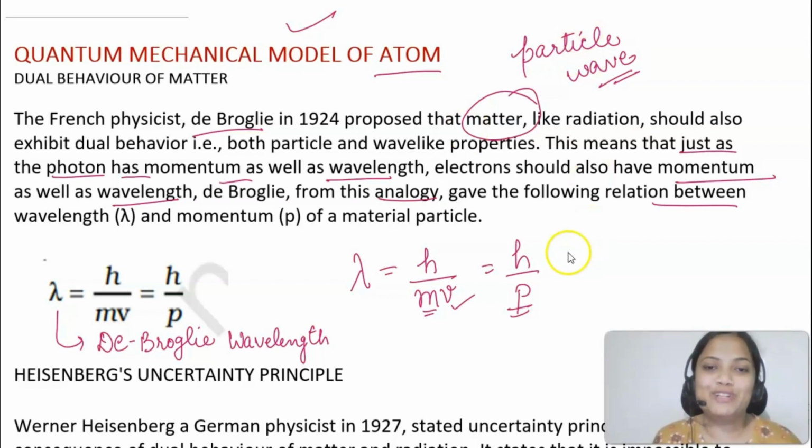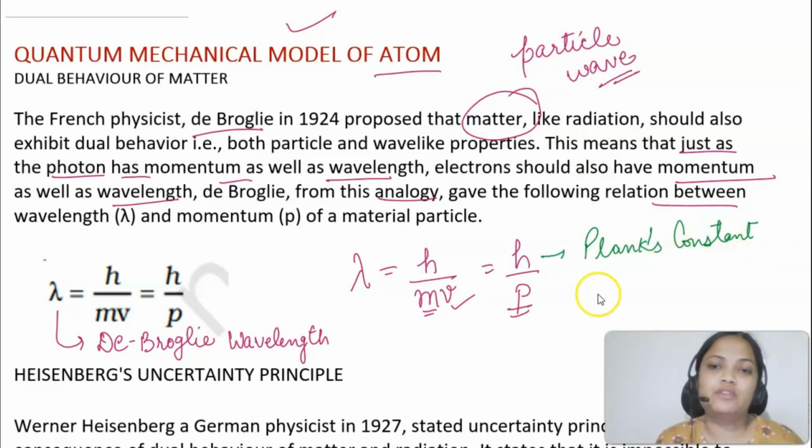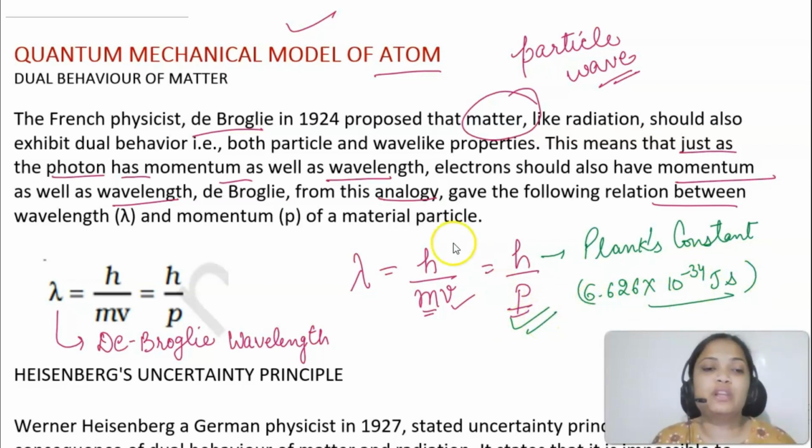I hope you know what h is. We have discussed it in the last class. It's Planck's constant, whose value is 6.626 into 10 to the power minus 34 joule second. So that is h, and p is the momentum. So de Broglie wavelength is given by h upon p.